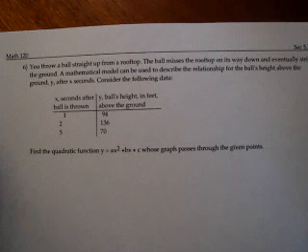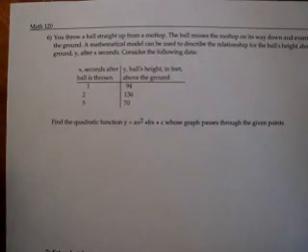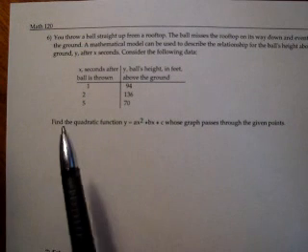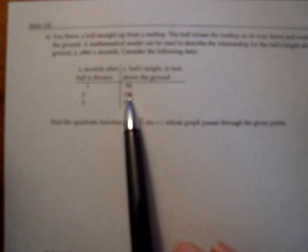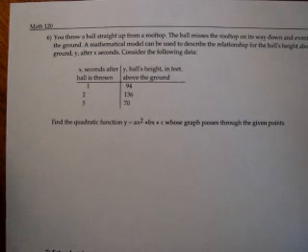Consider the following data, and they give us a table. So someone magically knew that after 1 second the ball was exactly 94 feet above the ground. So someone was videotaping this or something. After 2 seconds the ball was 136 feet above the ground, and after 5 seconds the ball was only 70 feet above the ground. It's on its way back down.